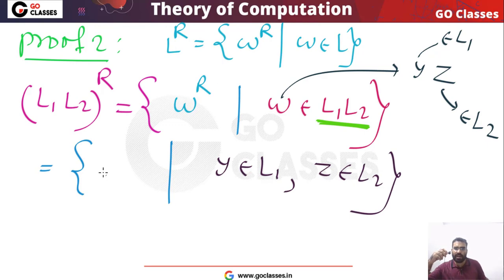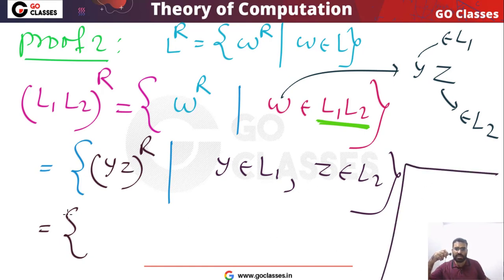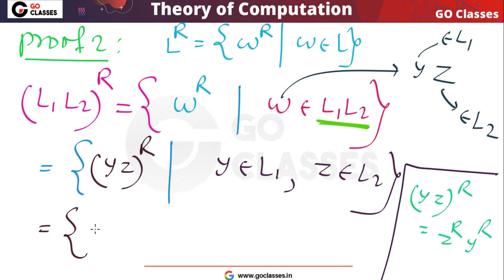If W is equal to YZ, then I can say YZ whole reverse. Now you know that Y and Z are strings: Y is a string of L1, Z is a string of L2. You already know that if you have two strings, YZ whole reverse will be Z reverse, Y reverse, such that Y is coming from L1 and Z is a string in L2.